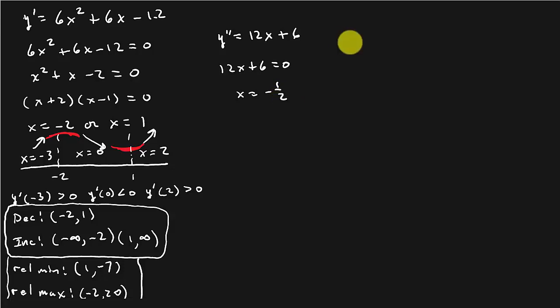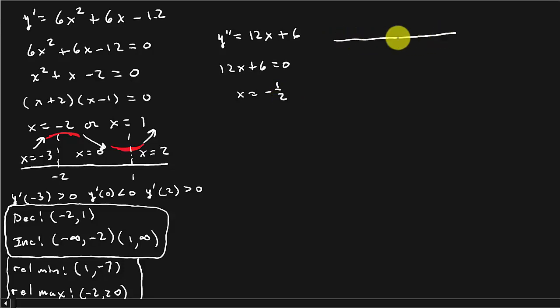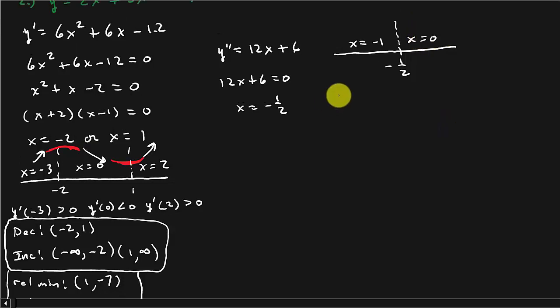All right, so let's go ahead and put that on the number line. So negative 1/2. And so I'm going to choose x equals negative 1, x equals 0. So this, I've got to plug into the second derivative. So the second derivative evaluated at -1, I'm plugging it into here. So that's -12 plus 6, which is negative. So that's less than 0. So that means it's concave down.